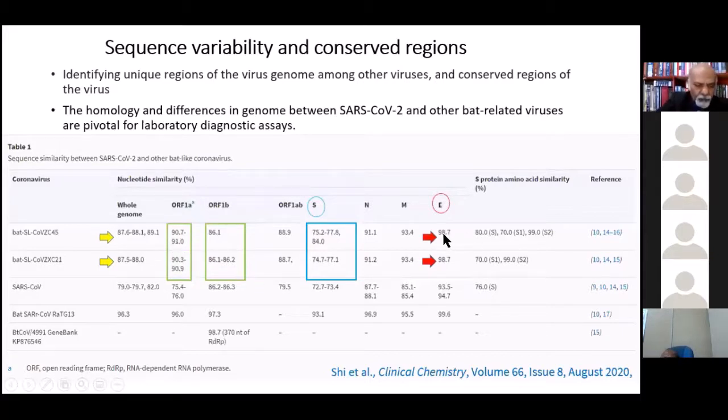And the E gene has been shown to be the most conserved region with a similarity of more than 93%, followed by the N gene regions. Whereas the sequence identity of the ORF1A is greater than that of the ORF1B. And the S gene, notably, exhibits the lowest similarity, approximately 75%.